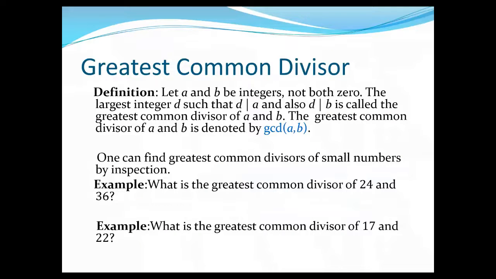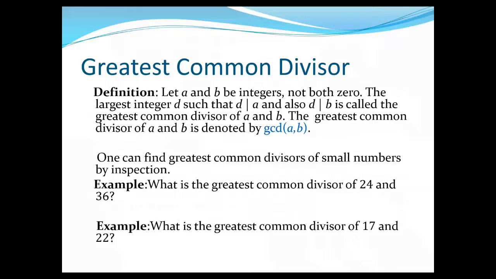Okay, now let's move on with the greatest common divisor. So let's define it first. Let a and b be integers, not both 0. The largest integer d such that d divides a and also d divides b is called the greatest common divisor of a and b. The greatest common divisor of a and b is denoted by GCD(a, b).